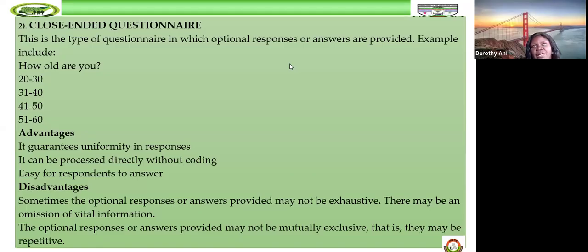Take for instance, when I go and ask somebody, what is your problem in this business you are doing? The person may say low patronage, or low price, or no trade. All of them is just like you are repeating. Or if you are the one designing the close-ended questionnaire, and you say low patronage, no trade, low volume of trade, all of these things is just like you are saying one thing.